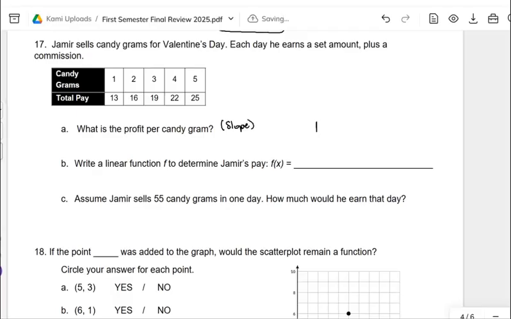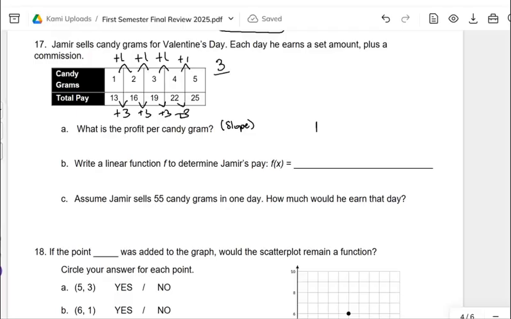To find that, I can do 2 points and do the slope equation or formula, or I can just say, okay, 13 to 16 is plus 3, plus 3, plus 3, plus 3. This is plus 1, plus 1, plus 1, plus 1. So I have my change of y over my change of x. So my change of y is 3.